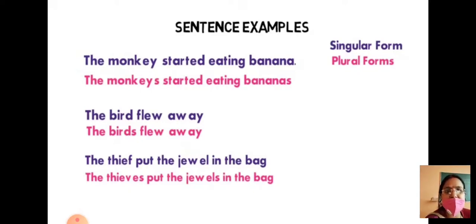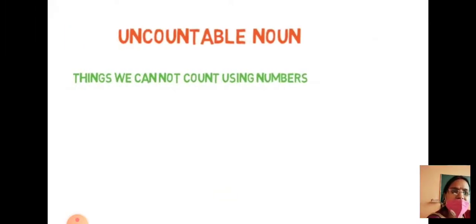The thief put the jewel in the bag. Now you can see carefully, students, there are 3 nouns: thief, jewel, bag. Bag is a common noun. Thief: now we have to remove F and add VES to make thief plural. Jewel, add S. We are talking about thieves and jewels because both are talking about a single bag. So the thieves put the jewels in the bag. So this is how you will make your singular noun into a plural noun by adding S, ES, IES. Hope this is clear to you.